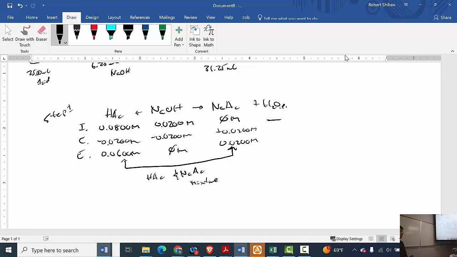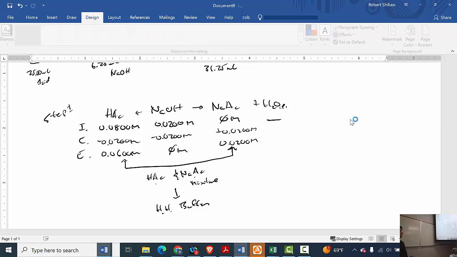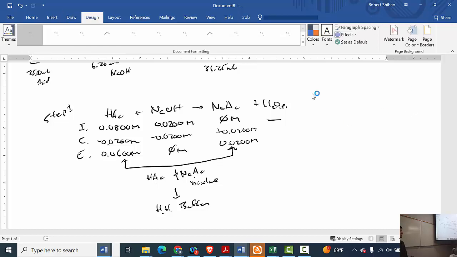And so the type of mixture is a weak acid and its conjugate base. And so we have a weak acid, weak base pair that are conjugates. When we have a weak acid, weak base pair that are conjugates, this is an HH buffer. And so in step 2, we aren't going to do the ICE table. If we have an HH buffer, we could just use the HH equation.